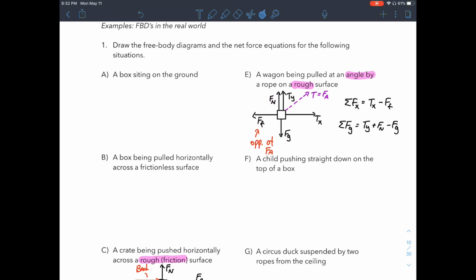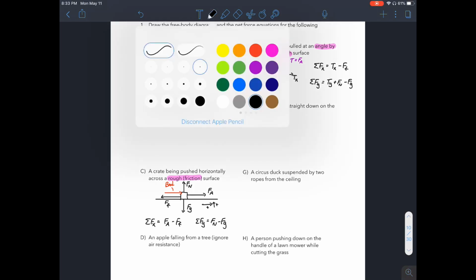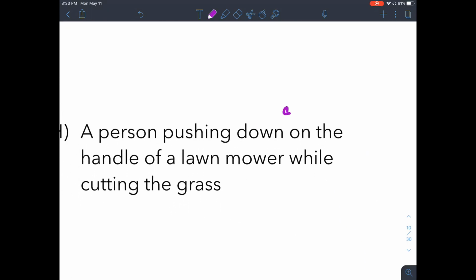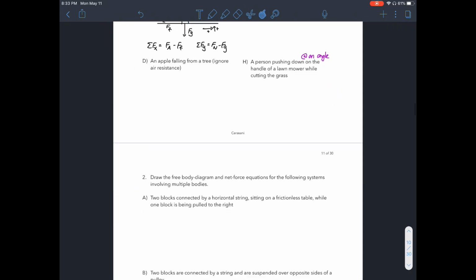The rest of these, I want you to try, okay? We will go over some of these questions in class. These first two are pretty straightforward. We've got somebody pushing straight down. We've got a duck suspended by two ropes, not just one rope, two ropes from the ceiling. And then we've got someone pushing down, cutting the grass on a lawnmower. If we push down, we are pushing down on the handle of the lawnmower, which means we are pushing down at an angle. Okay? So you can try that, see what that looks like.